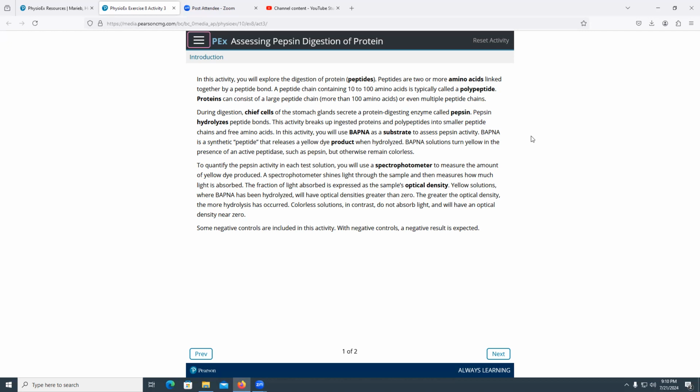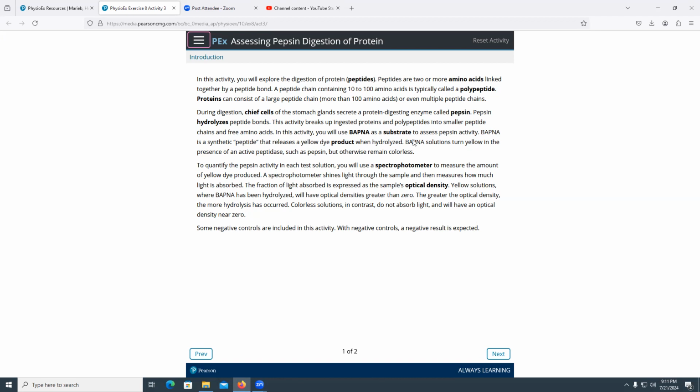BAPNA represents a polypeptide, and then we're going to assess its activity. We're going to see if we change the pH, will pepsin be able to hydrolyze BAPNA or not? And also we're going to be looking at BAPNA. What is its structure? It is a synthetic peptide that releases a yellow dye product when hydrolyzed. So BAPNA is very helpful because we don't need, like in the past experiments, IKI and Benedict reagent to tell us if the reaction went to completion.